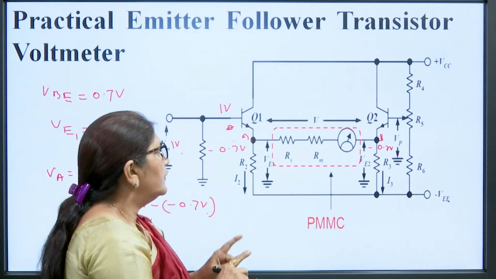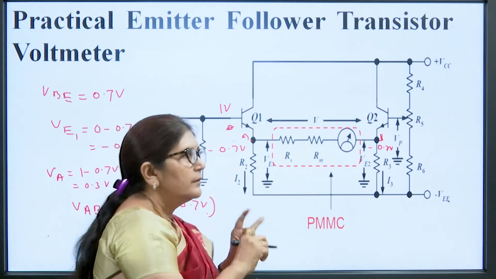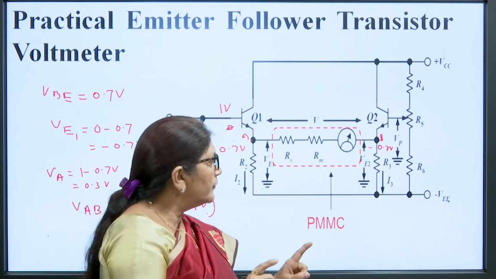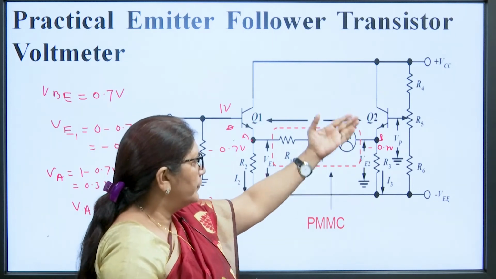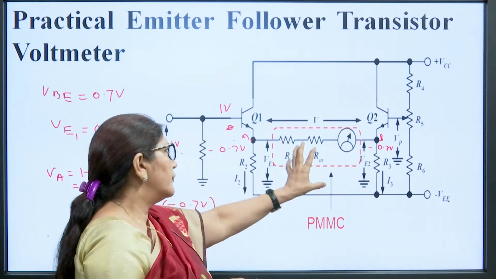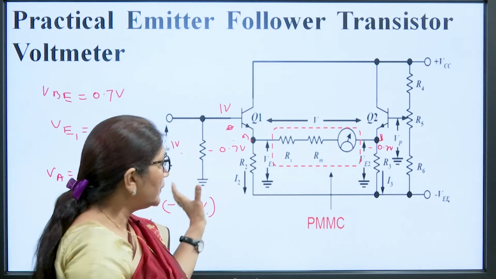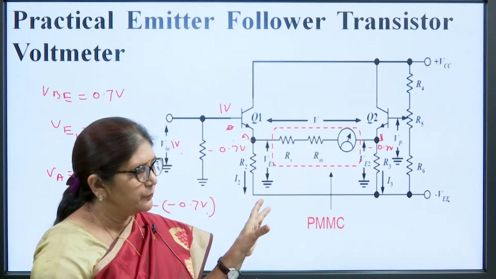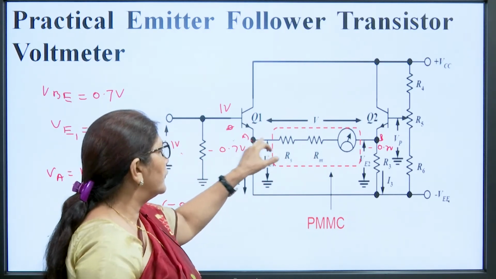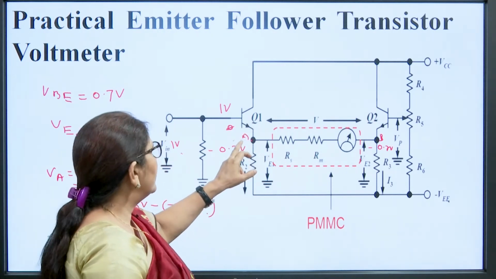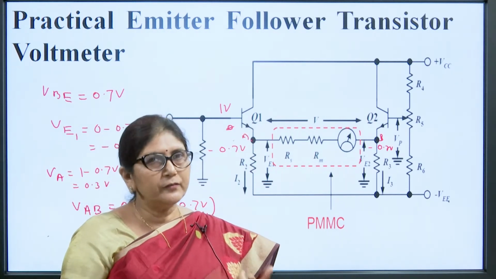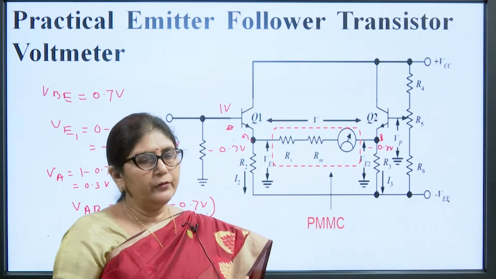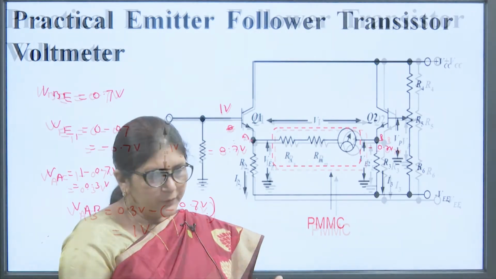So, by using this practical emitter follower transistor voltmeter, we can measure the exact value of the voltage. Here we are also applying VCC and VEE. This meter is not drawing any current from the circuit, and the input resistance of this meter is also high, because the meter is placed at the emitter of the given transistor, so it is multiplied by the hFE. So, input resistance is increased, and there is no voltage drop across the meter. Whatever we are applying at the input, the same reading we are getting from the meter.